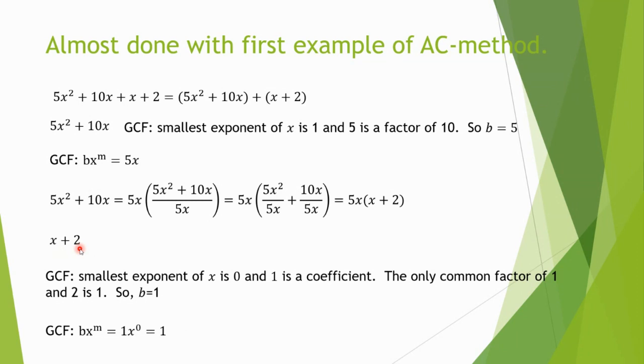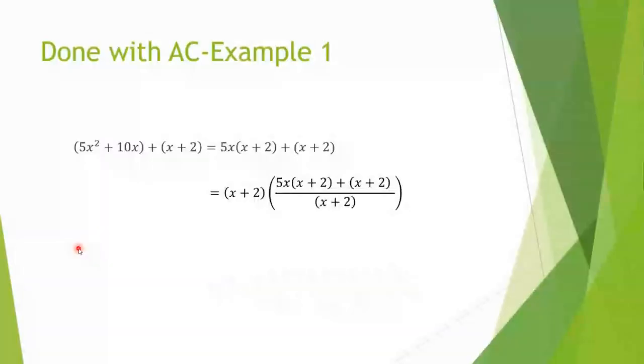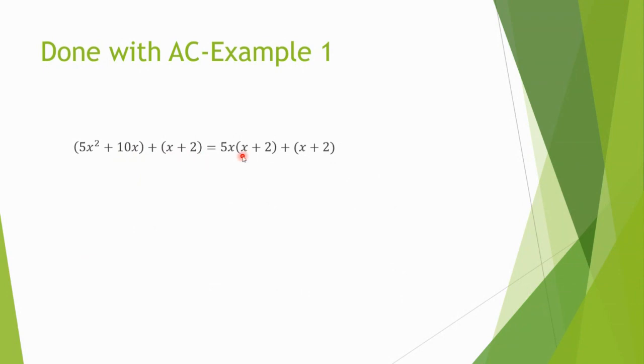But that's actually okay because, if you notice, when we look at the two groups, we can see that we have a common factor of x plus 2. We have a common factor here of x plus 2. That's good because we want to factor that out. And that's what we do here. We're going to factor out the x plus 2, as you can see.